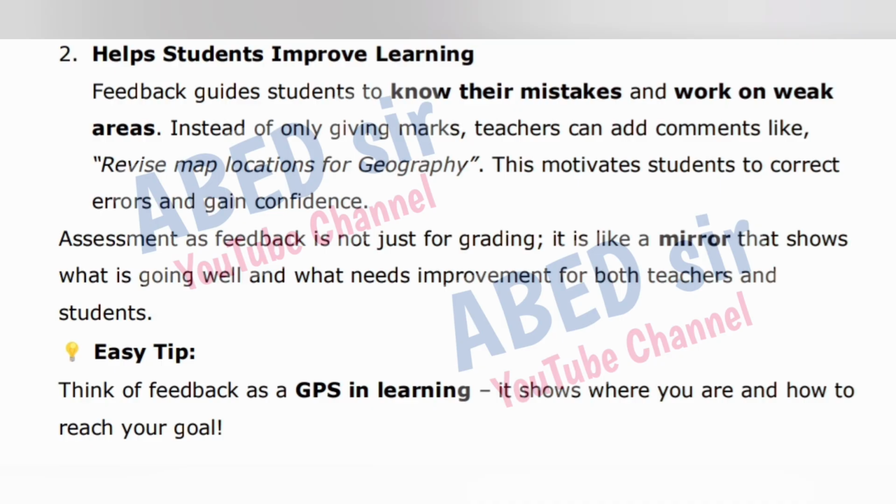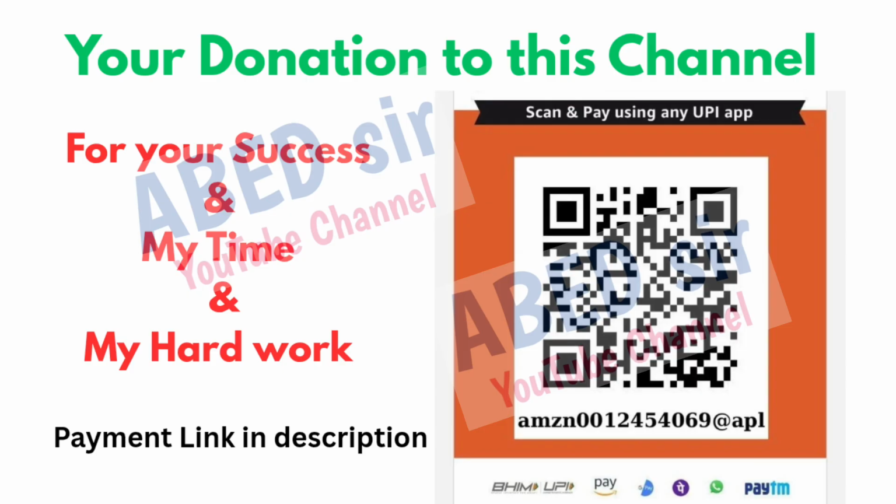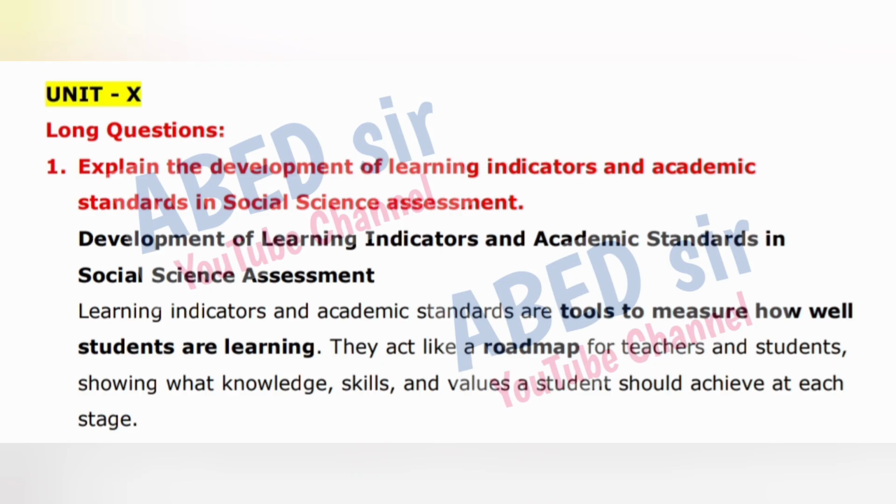It shows where you are and how to reach your goal. Next, Unit 10. Long questions. First important long question is 1. Explain the development of learning indicators and academic standards in social science assessment.